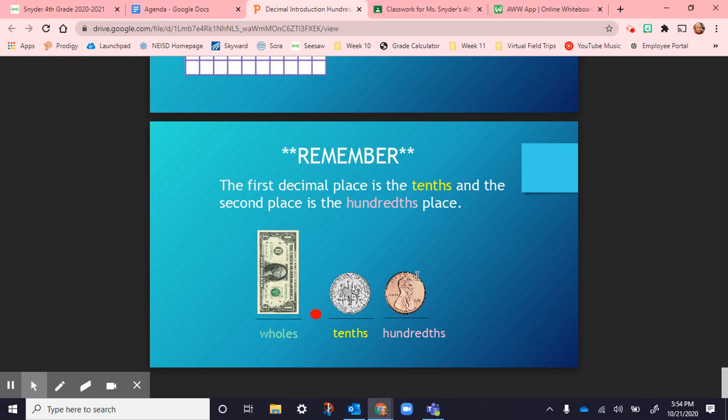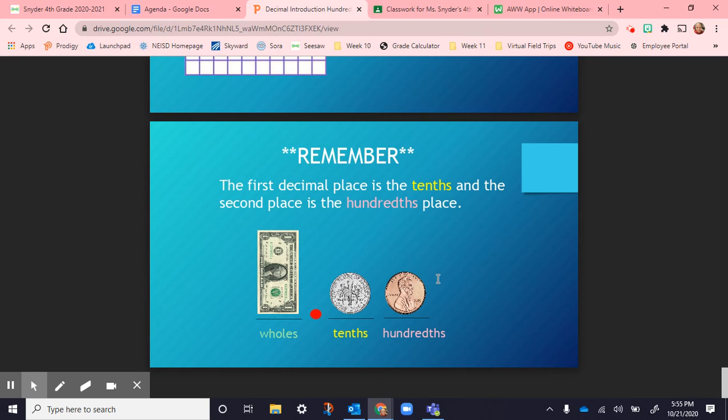Some people get confused because if you say hundredths, it sounds like 100, and 100 we know is much larger than 10. But you have to remember, we're not talking about whole numbers. We're talking about these fractions, these decimals. These are not wholes. They're parts of wholes.